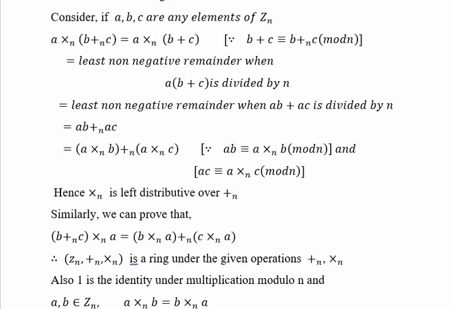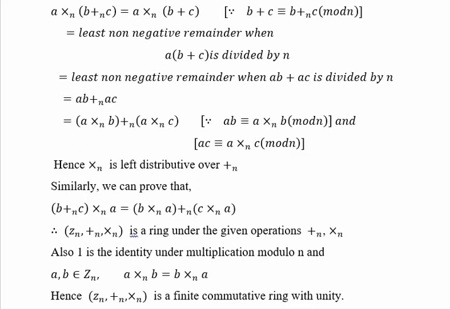Similarly, we can prove the right distributive property, which is (B +n C) ×n A will be equal to (B ×n A) +n (C ×n A). With that, Zn, +n, ×n forms a ring under the given operators, addition modulo n and multiplication modulo n. Hence, it becomes a ring.